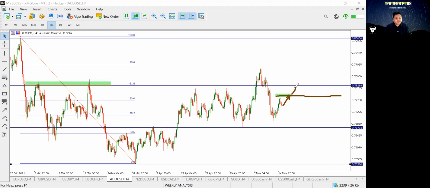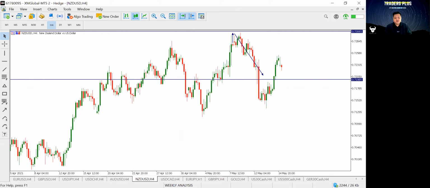And prepare na pwede pa siyang umabot doon. But beyond this, pwede ka na mag-stop loss. Okay? And then, your take profit can be up to this area. Okay? So, let's see the next.